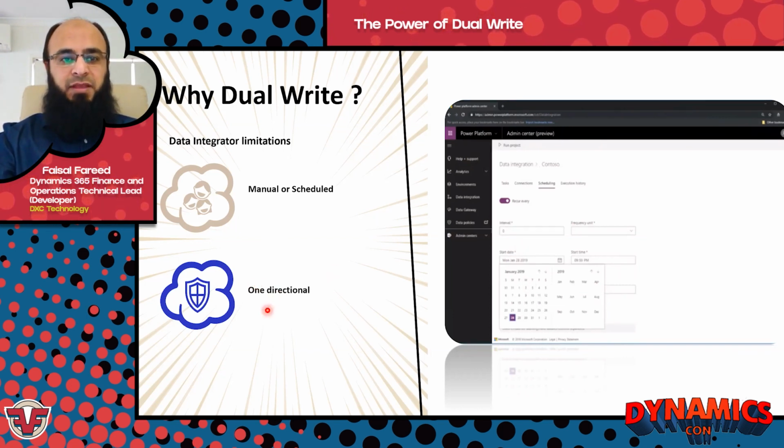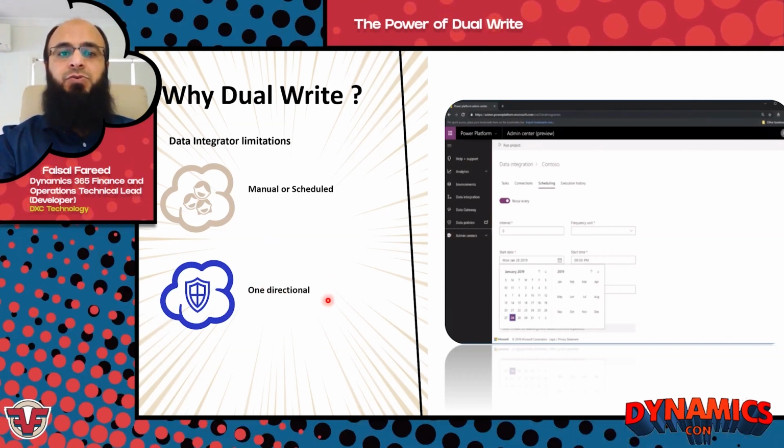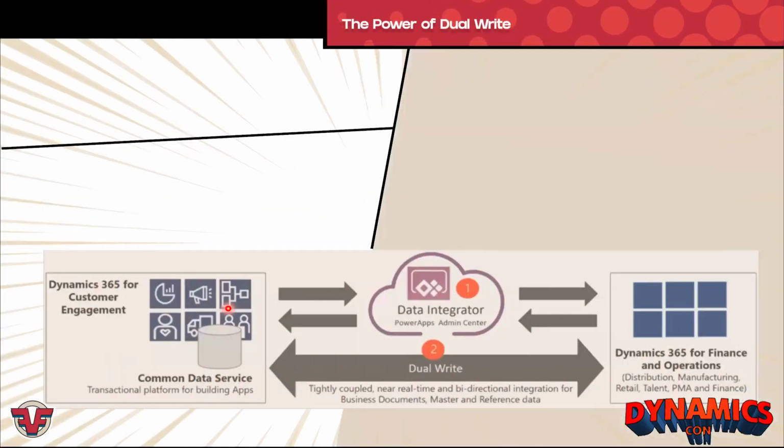Another limitation of data integrator is that it is one directional. It always works from finance and operations to CDS. You cannot move data from CDS to finance and operations. It is a one directional thing. So these are the limitations of the data integrator.